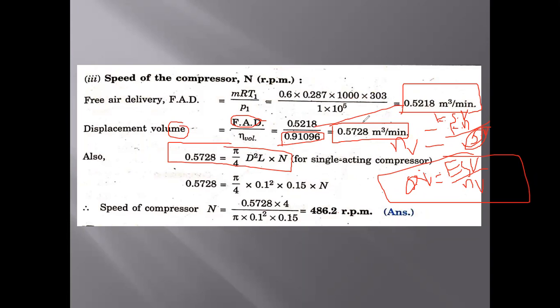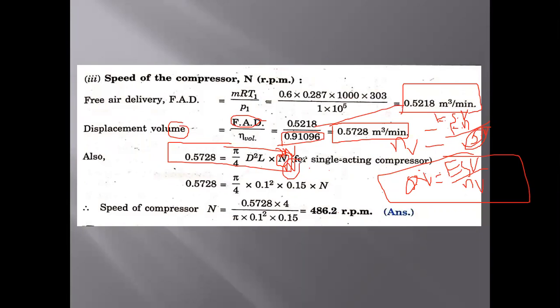So we already know that this displacement volume, 0.5728, also depends upon the piston reciprocation, so that is pi by 4 d square L into n. This n value may change. If it is double acting, then we need to take it as 2n, but if it is single acting, then we have to take only n. Since it is single acting, we will have only n here.